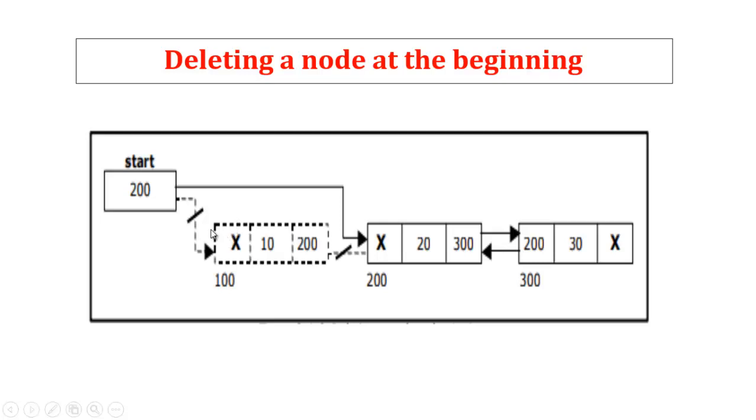Initially this is the first node, second node, third node. The first node is 100. The head pointer points to the first node of the given linked list. Our aim is deleting a node at the beginning, so we are going to delete this node from the given linked list. So how can I delete it?